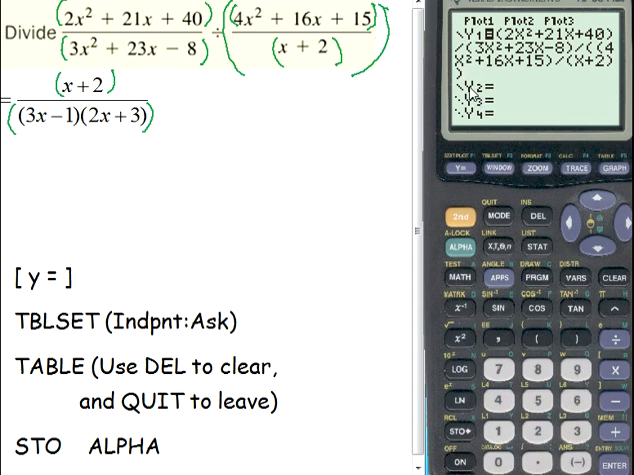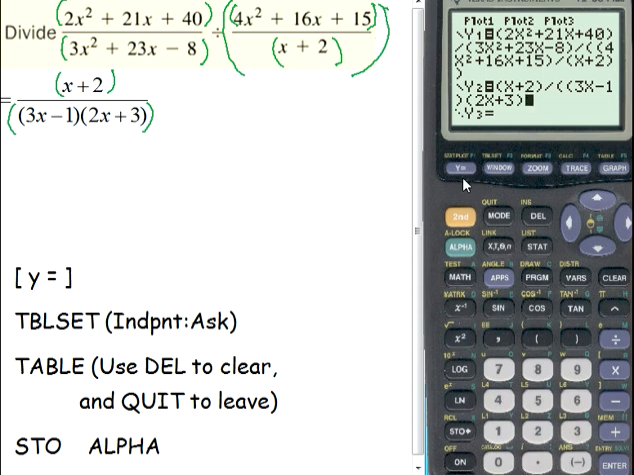And then we go to y2, and that's where we put our answer. So for y1, we put the original problem, and for y2, we put our answer, entered as we have it written here. Open parentheses, x plus 2, close parentheses, divided by, open parentheses, open another parentheses, 3x minus 1, close parentheses, open parentheses, 2x plus 3, close parentheses, and hit enter.